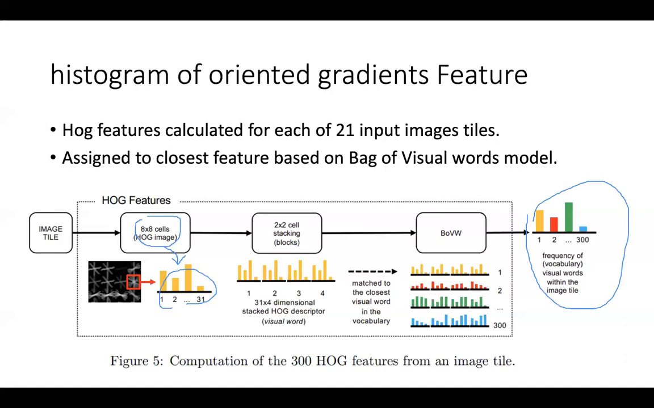Right, that's the problem. If I understand correctly, these 300 vocabulary entries are predefined. So why do we need to predefine the 300 HOG vectors for an image? Why do we need this process?